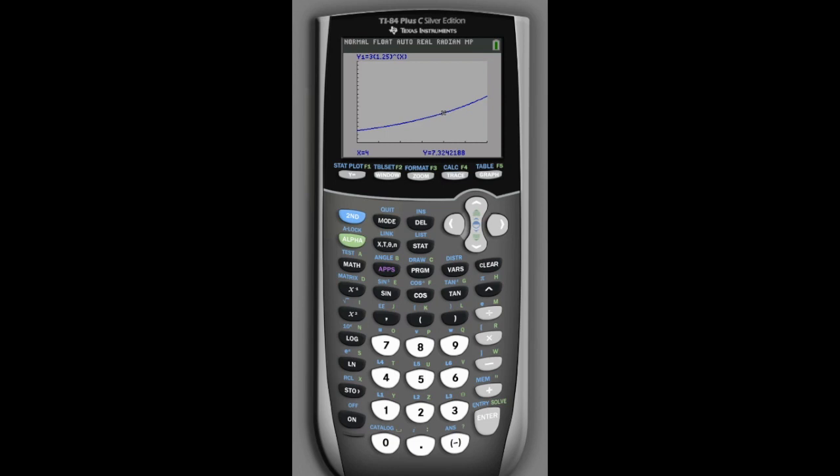Y is equal to 7.3. So I'm going to write that down. Y is equal to 7.3. That's how high it'll be at the end of the 4th month.